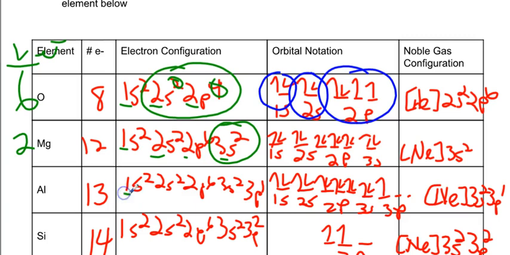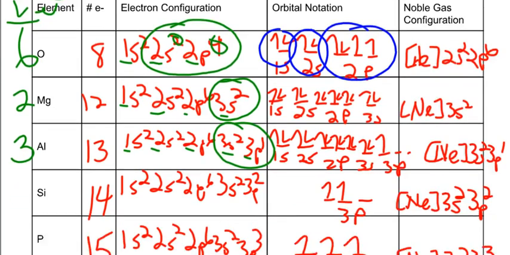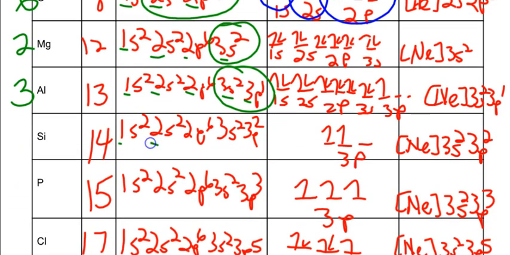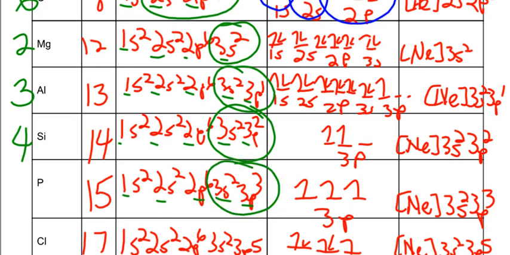Okay, what about aluminum? What's your biggest number? Well, I think it's 3. So over here, how many total electrons do you have? It looks like you have 3. How about silicon? What's your biggest number? I think it is 3. So how many total valence electrons do you have? 4. How about phosphorus? I believe it's 3. So how many total electrons are in the third shell? You get 5.